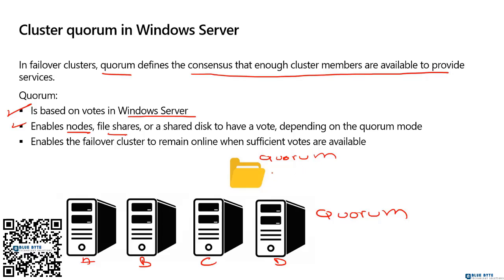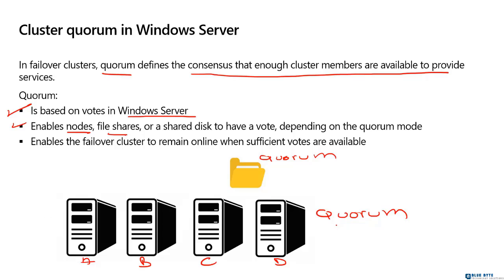Now, the way this works, you have to have a majority of these quorums for services to be available. So I have 5 total. Let's say 2 of your nodes fail. Well, that's fine, because you still have a majority of your quorums, C, D nodes, and the file share, so you still have a majority.